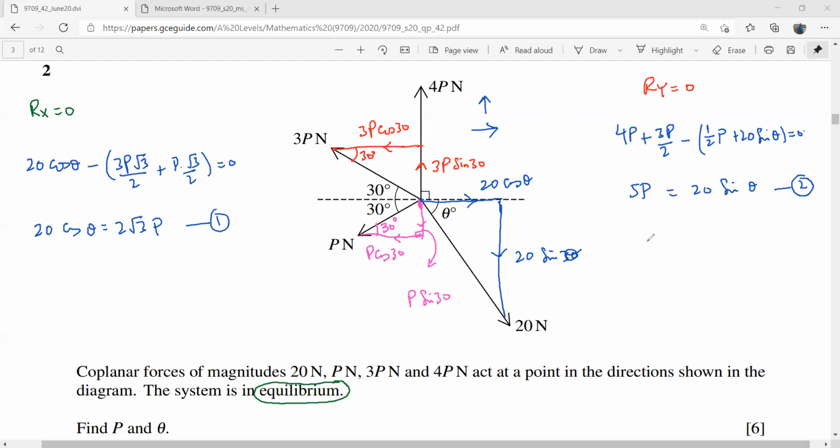So I have 5p over 2 root 3 p, that is 20 sine theta over 20 cos theta. So you have these p's getting cancelled, these 20s getting cancelled. So you have tan theta equal to 5 over 2 root 3. And we just need the basic angle. So please tell me, what is this theta?